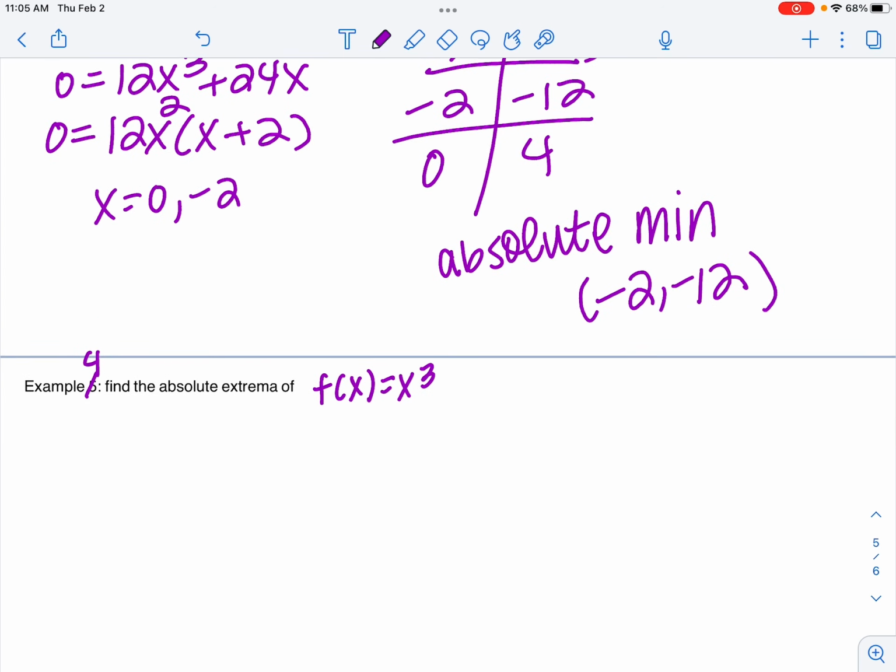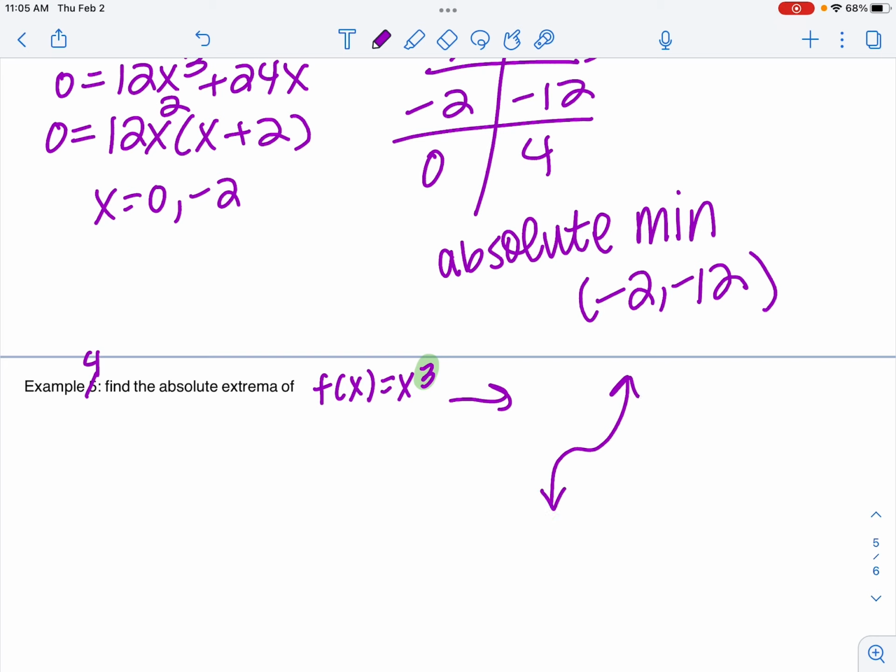Okay, this last one is an example of one that has no absolute extrema, because if you were to imagine this graph, the leading coefficient is 1, and so it's going to be generally positive, and then this is odd, which means the end behavior will go in different directions. So this sketch looks like this.